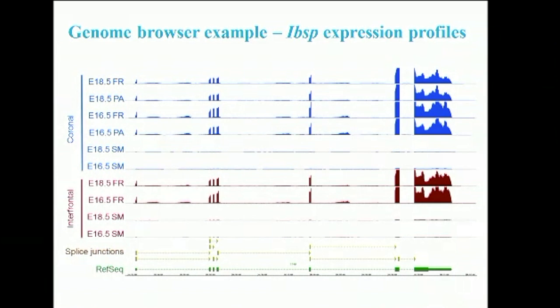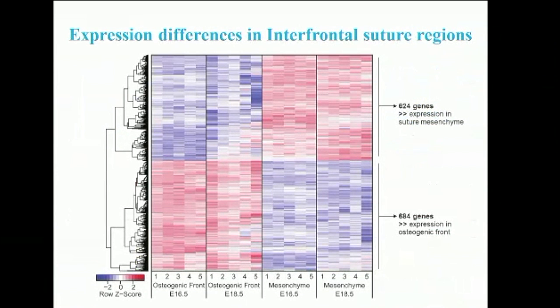Of course, this is only one gene, and what we're really interested in is profiling the expression differences between suture regions across developmental times, and also between our mutant and wild-type mice. So what I've shown here is the expression differences between the interfrontal suture regions. We have on the left the osteogenic front, on the right the mesenchyme, 2 different developmental stages, and we have 5 replicates for each stage.